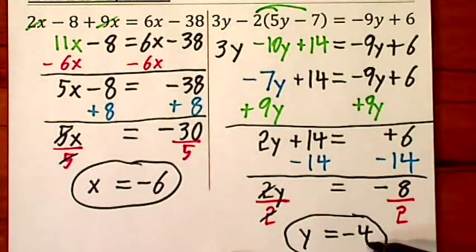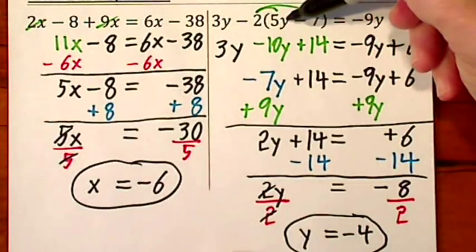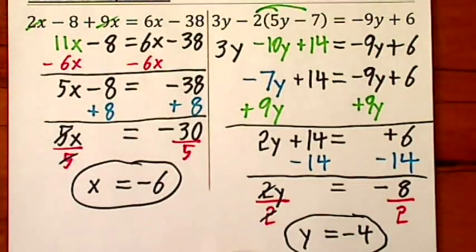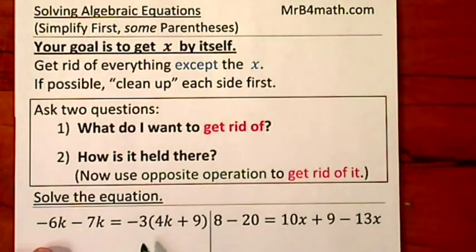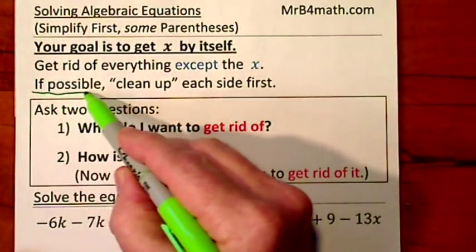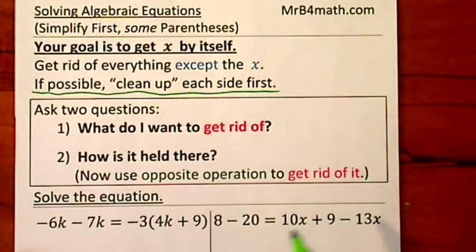And I will mention you could take this negative 4, plug it in wherever there's a y, and you will get a true statement. In trying to solve this equation, we'll be able to combine like terms here, and we'll have to get rid of these parentheses. So it's possible to clean up each side, and that's what we'll do.